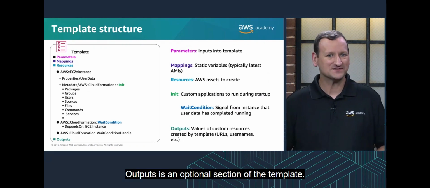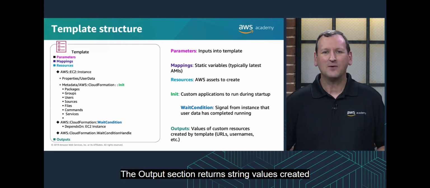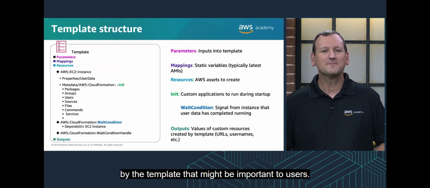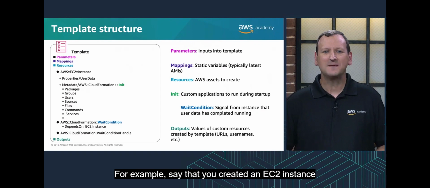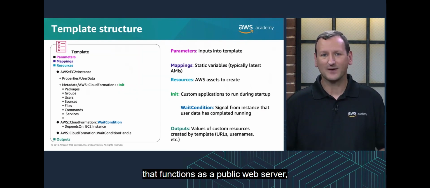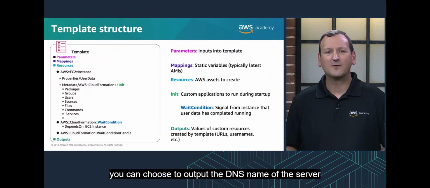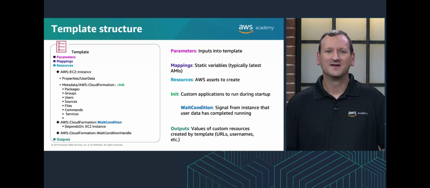Outputs is an optional section of the template. The Outputs section returns string values created by the template that might be important to users. For example, say that you created an EC2 instance that functions as a public web server. You can choose to output the DNS name of the server in the Outputs section.